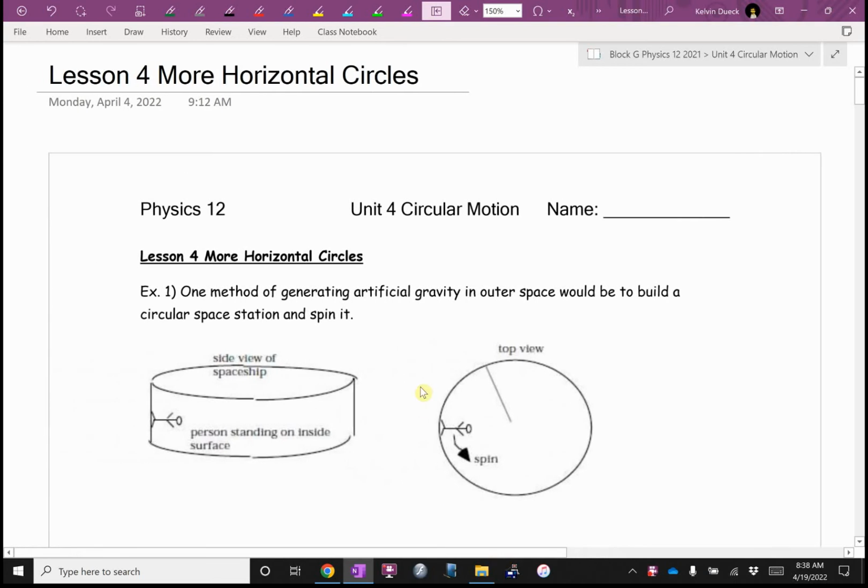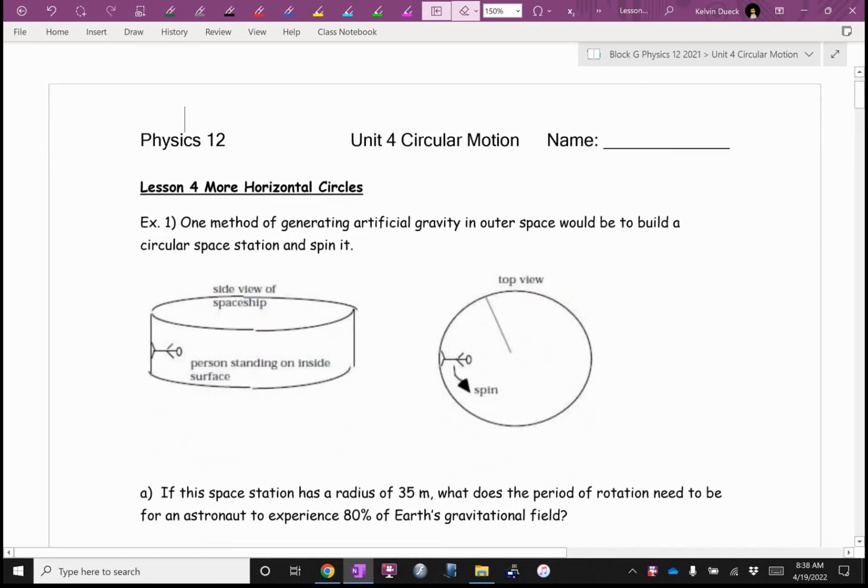So we're going to continue looking at horizontal circles. One really neat application of horizontal circles, Zach, would be generating artificial gravity for outer space. One method of generating artificial gravity in outer space would be to build a circular space station and spin it. So here's a side view of the spaceship, and it would be spinning. Here's a top view, spinning in that direction.